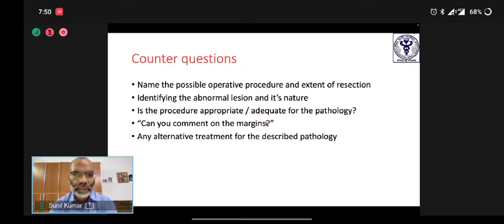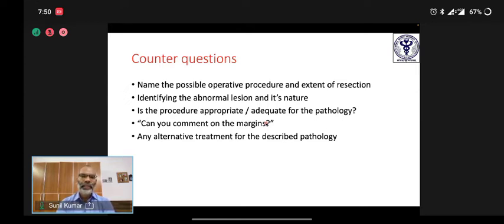Then some other counter questions will be there: what is the possible surgical procedure for which this specimen has been taken out, and what is the extent of resection. Do you think this is a simple cholecystectomy? Do you think this is an extended cholecystectomy? Do you think this is a segmental colectomy or a proper right hemicolectomy? Because the appendix will be attached to that. In segmental you might not have it, so you have to give the answer according to that.